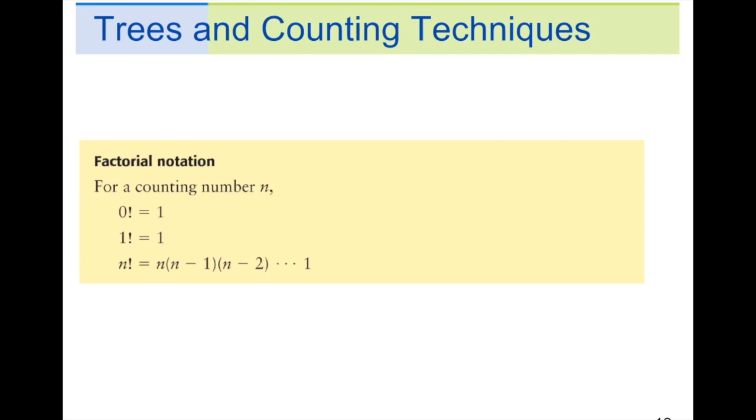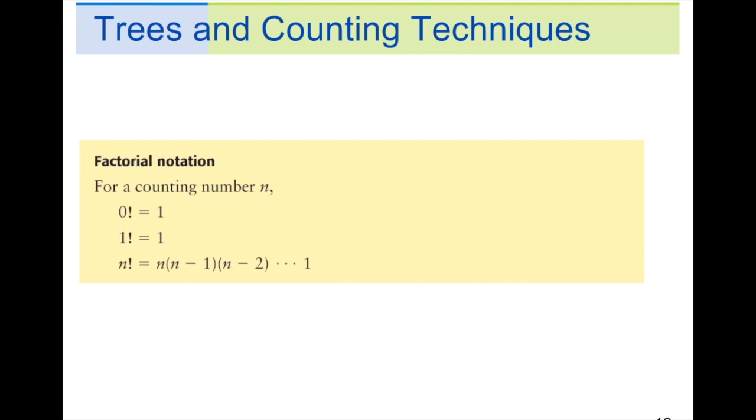If you have 0 factorial, the answer is 1. If you have 1 factorial, the answer is 1. If you have any other number factorial, the way they explain it here is you take that number, multiply by that number minus 1, multiply that by that number minus 2, and keep going until you get to 1. It's pretty much just taking the number you have and multiplying by every number less than it until you get to 1.